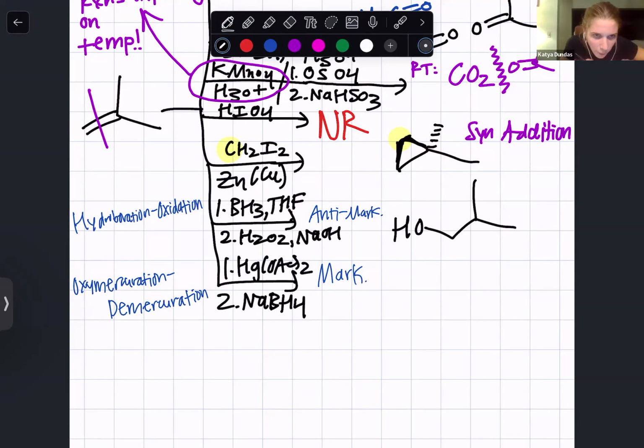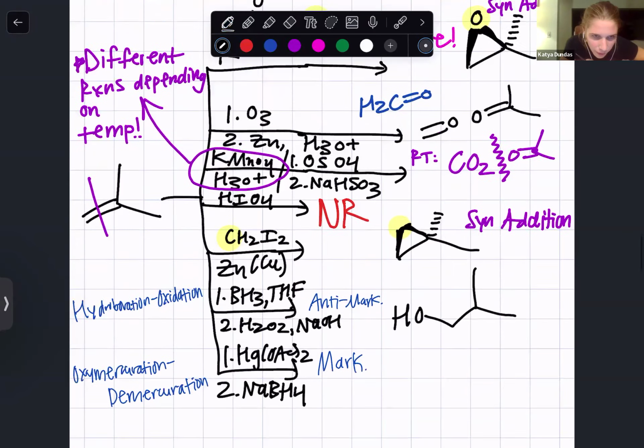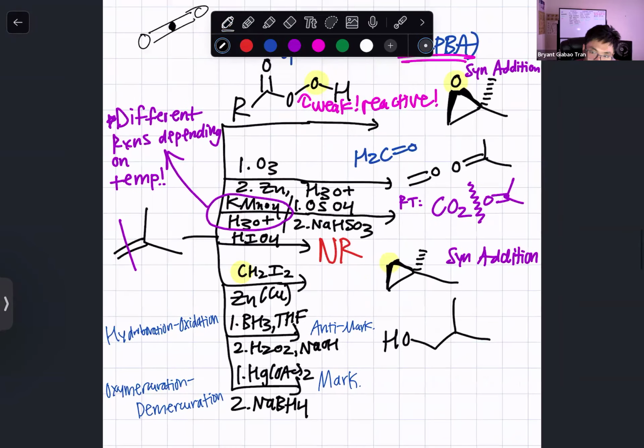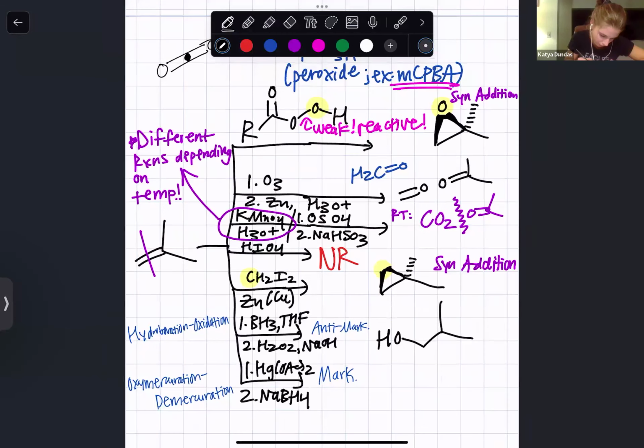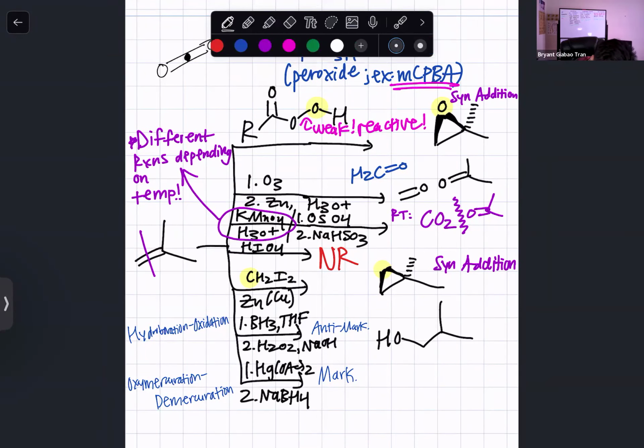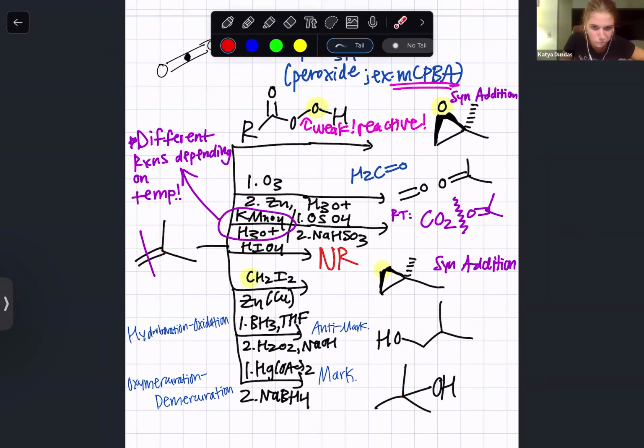Can you scroll back up a little bit? I want to make sure I have mine in the right order on here. Okay, I have that one there. And let me draw out the products for that. Since it's Markovnikov, we want the alcohol on the more substituted position. So that's why I'm putting this alcohol on this carbon here, which is the more substituted carbon of the alkene.